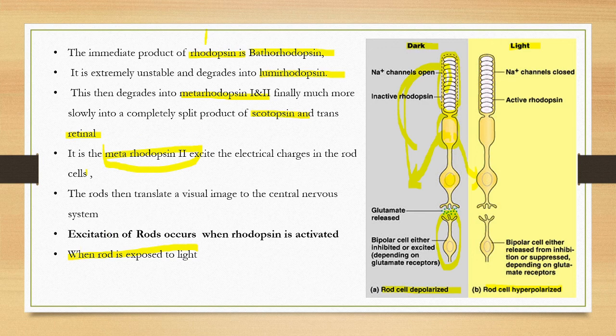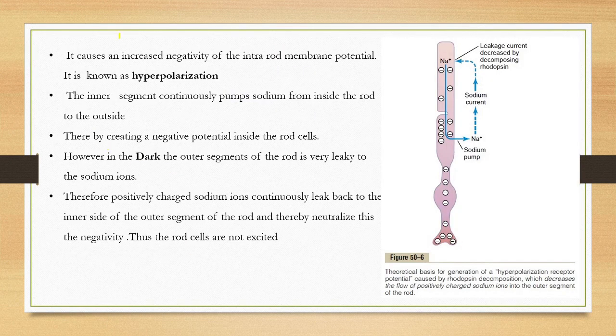Now when the rod is exposed to light, what happens? It causes an increased negativity in the intra-rod membrane potential. This is known as hyperpolarization. It is very important. Hyperpolarization. The inner segment continuously pumps sodium out. This is the inner segment. It pumps sodium ions continuously to the outside, thereby creating a negative potential here. This is a negative charge inside here.